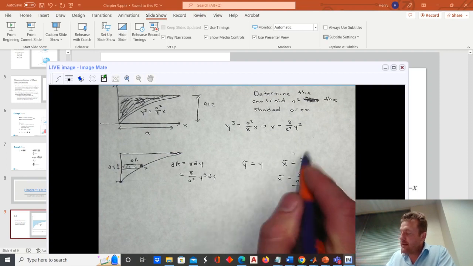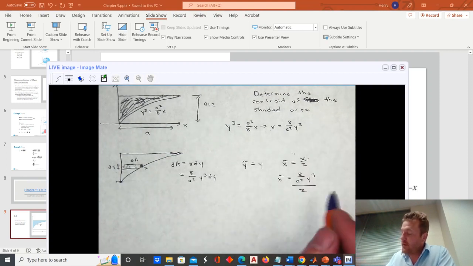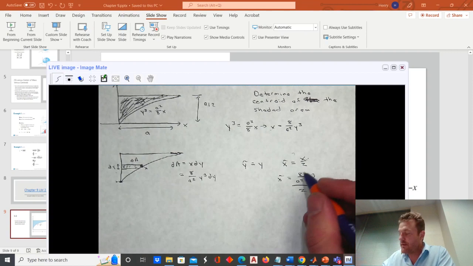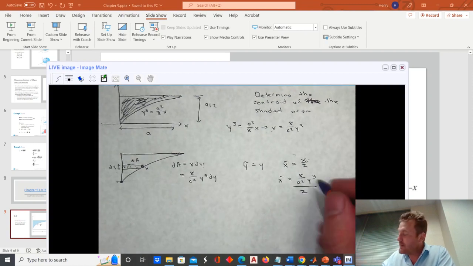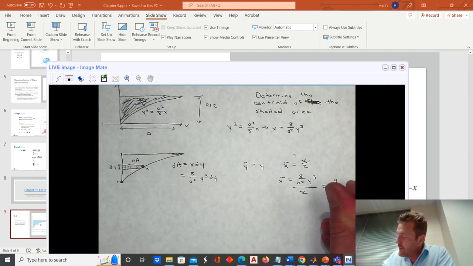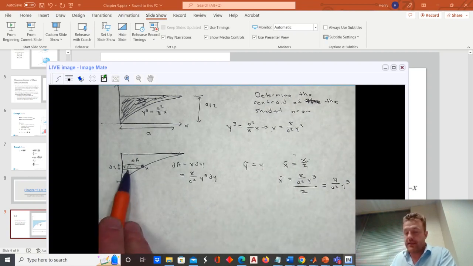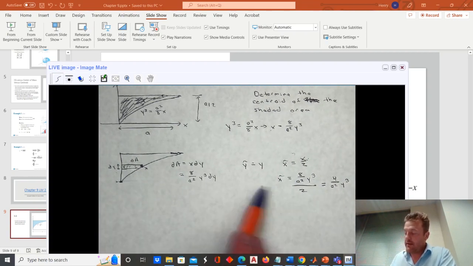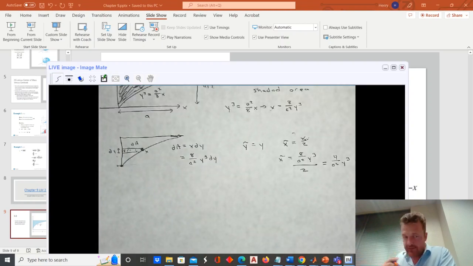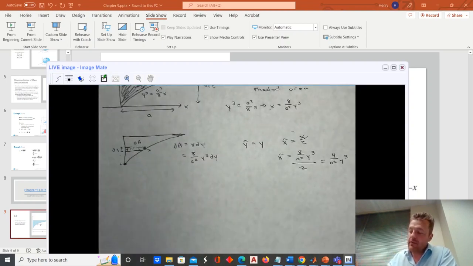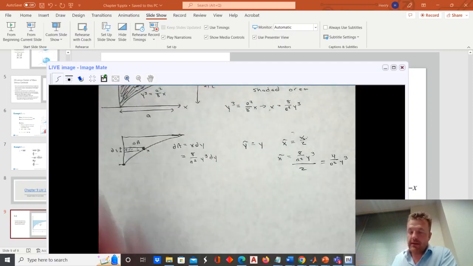So I have my x expressed as a function of y, and that whole thing is divided by 2. If you just do some math simplification here, the 8 divided by 2 will give you 4. This is going to be 4 over a squared y cubed. So this is the centroid of the infinitesimal rectangles in x as a function of y, and this is the centroid in y. I'll show you how to set up the computation for the centroid of the entire shape in x, and then you can repeat it for y.